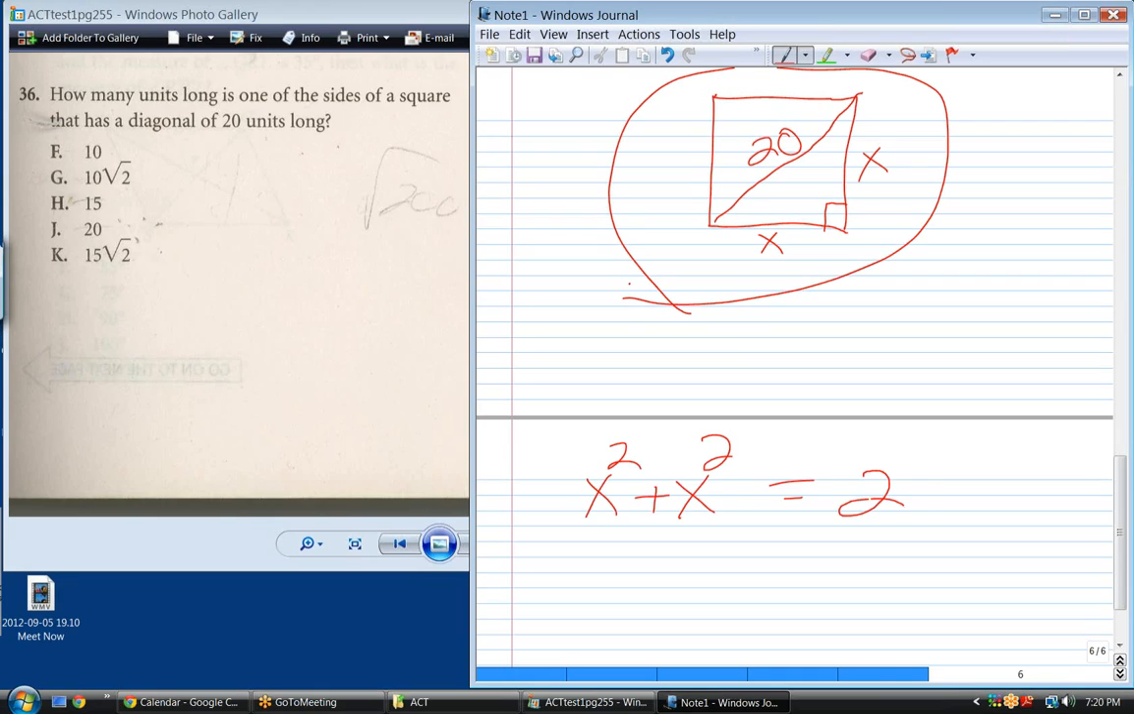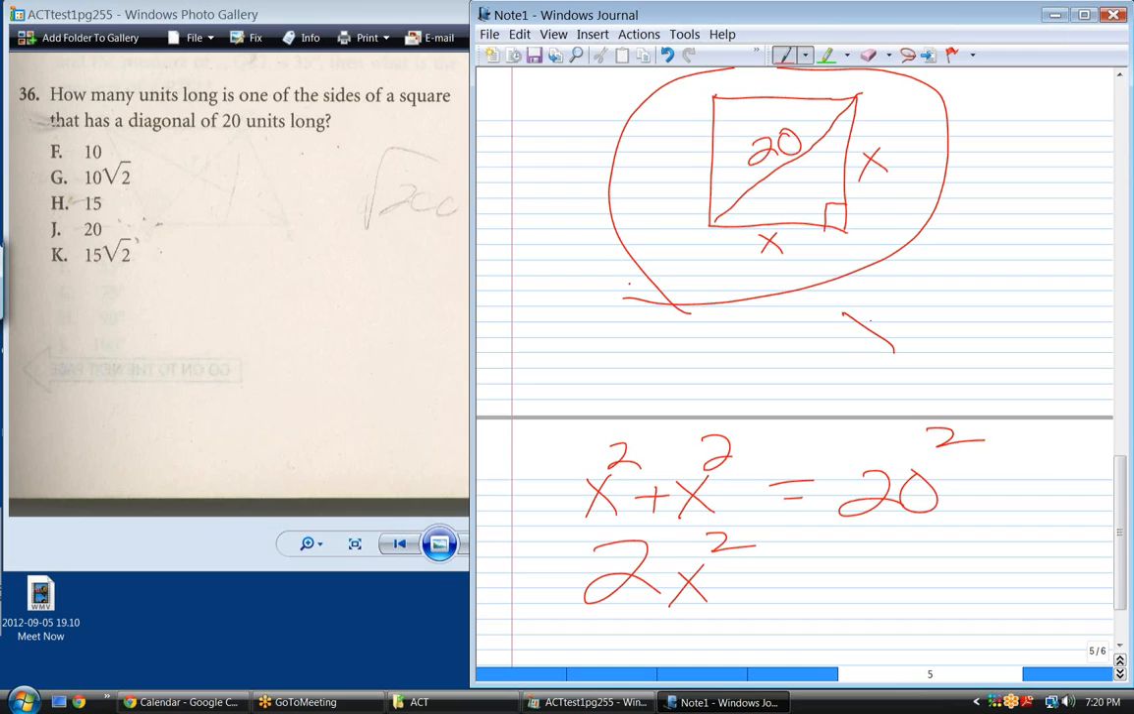Good. Now let's solve that equation. When you're adding exponentials, you just add them. This is like I have one apple and I'm adding another apple, so I have two apples. Oh, 2x to the power 2?